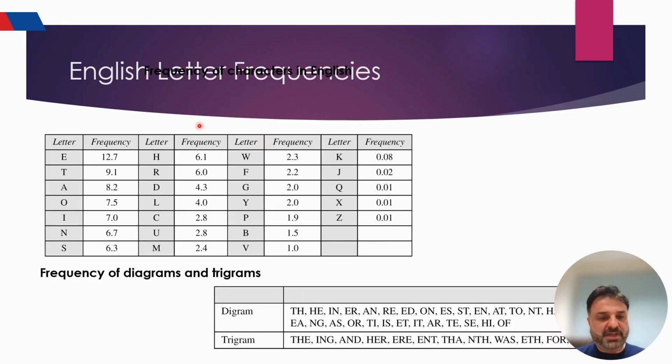Okay, let's talk more about that. We have the percentage of the occurrence of English characters: E is 12 something, T is 9 something, and so on. And also we have the frequency of the digrams and trigrams here. So TH, HE, IN, ER, and so on, and THE, ING, HER, ERE, and so on. So we have all these frequencies based on the occurrence, so we can use them for cryptanalysis of our message, as we will see in the next slide.